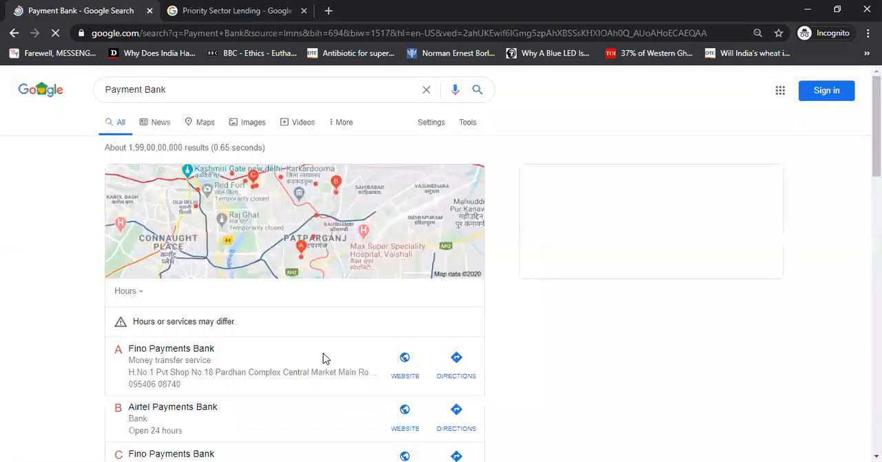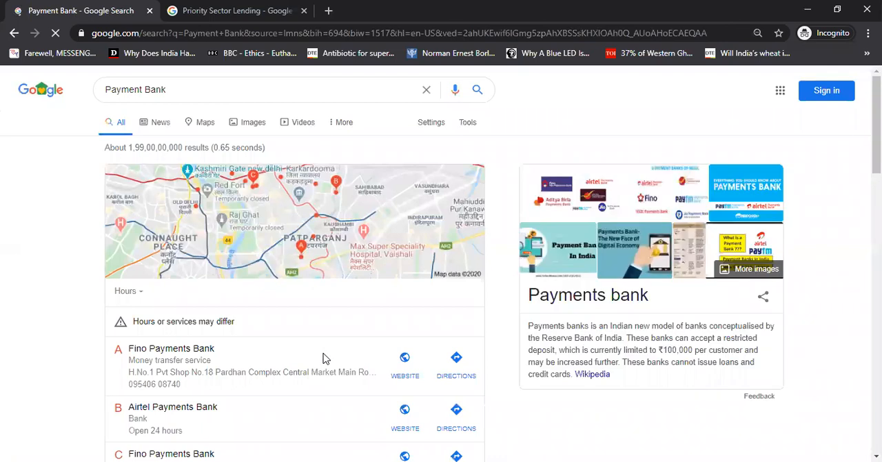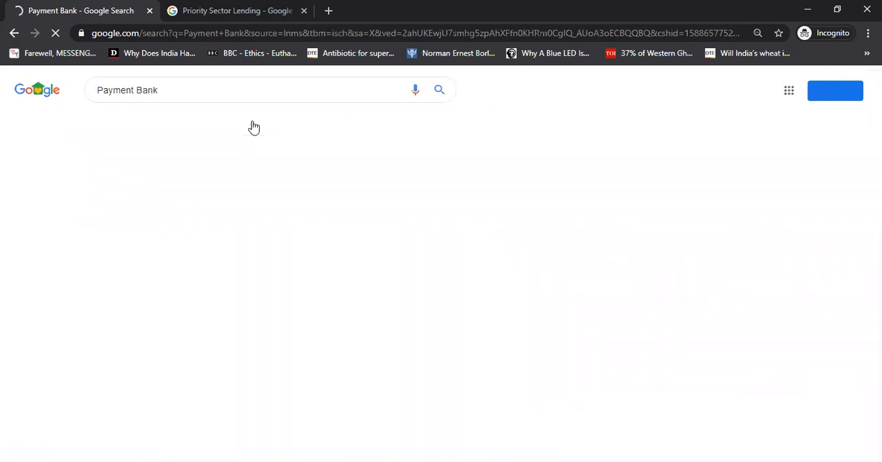Right, there are different payment banks, like India Post. So let's try to see certain payment banks. We have talked about how they can accept a restricted deposit, which is currently limited to 1 lakh per customer, which can be increased further also. That's what they are saying. But whenever it is increased, we will refresh our data.